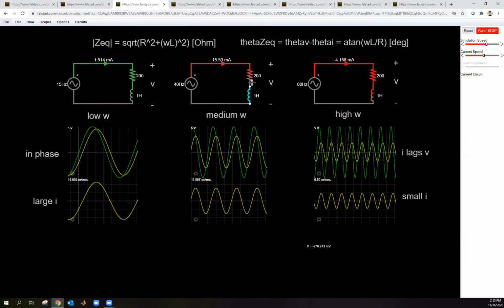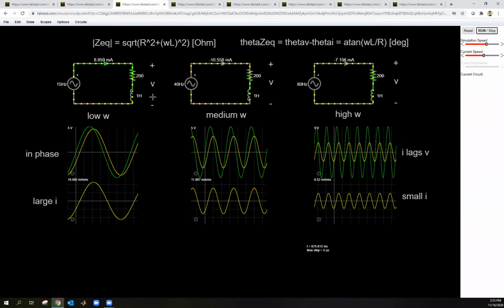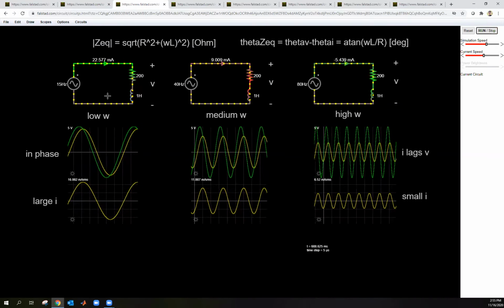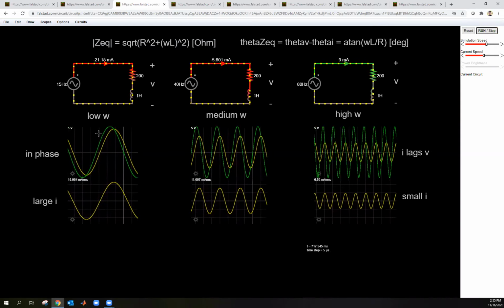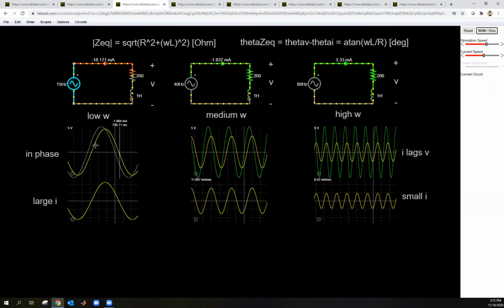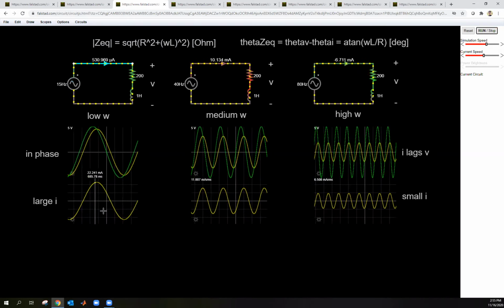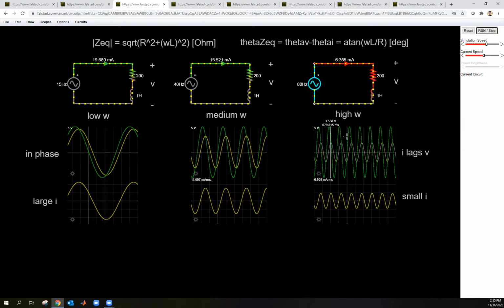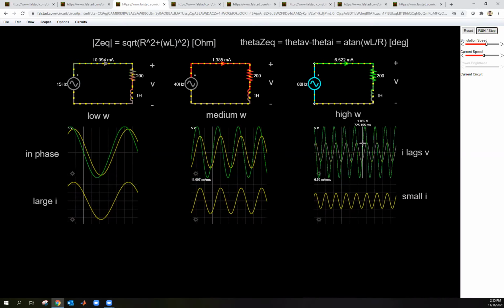We got a resistor and inductor in series here. Let's run this guy, and let's see what we have at low frequency. Look how there's a lot more current because the inductor is behaving like a short. And look how the current and voltage are in phase, right? And we get a large amplitude for current. Now, as we start increasing the frequency, what do we notice? We notice the current lagging the voltage. Perfect. And we see a smaller amplitude in current.